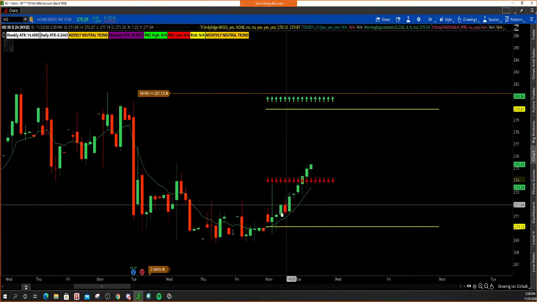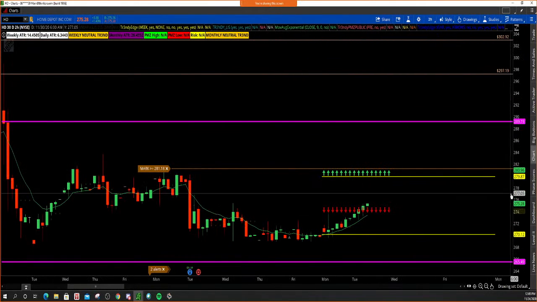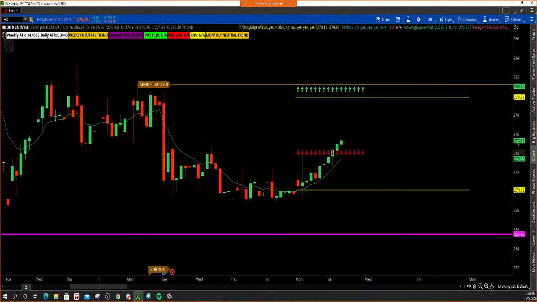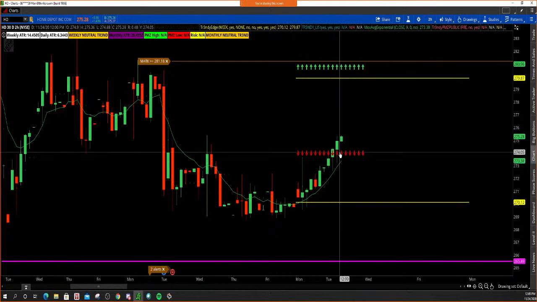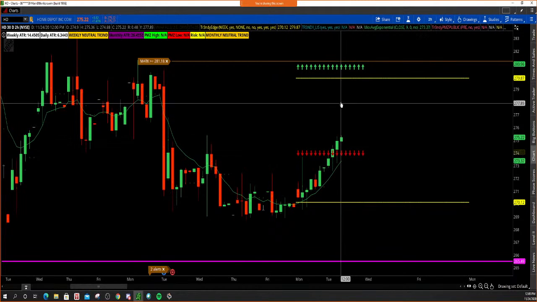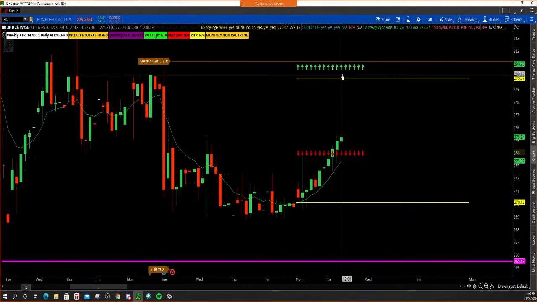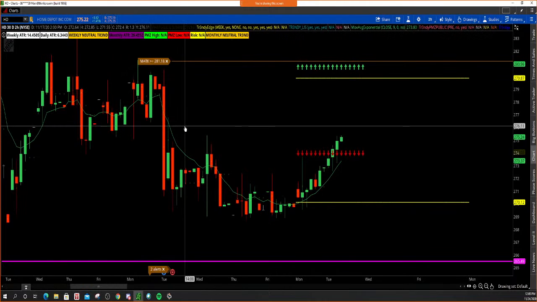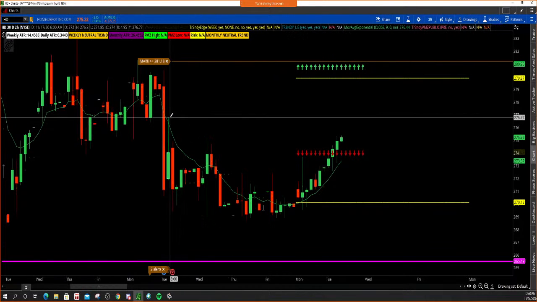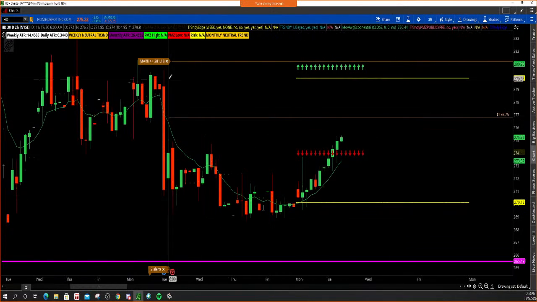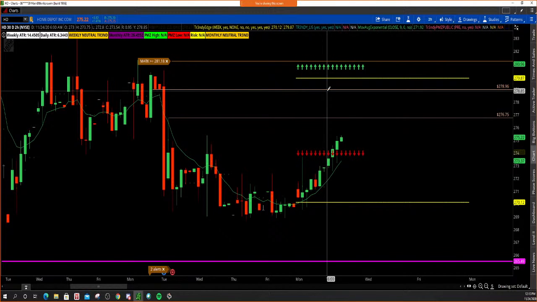So maybe perhaps a 2H candle. Look at the beauty of this on the 2 hour. We're above the 9 EMA. We're above the decelerator. Nothing in our way, all the way up into a magnet around 279 to 280. There is some resistance when it comes to wicks at or around this 276 area and right here at the 278.